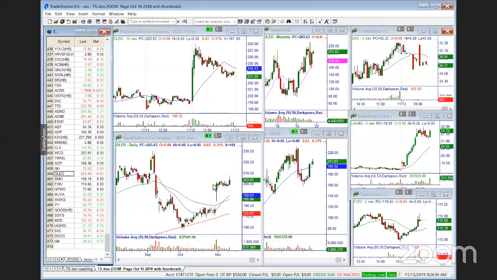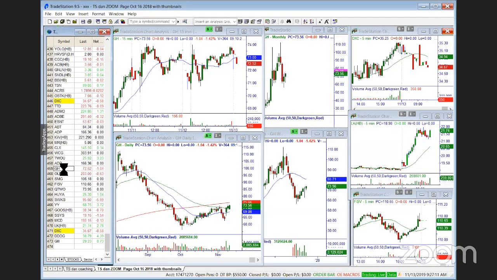OLED. We were watching that yesterday, closed with a topping tail. If it can hold this level and maybe give us a retest on a 15, then I like it. And Gulf Hotel over yesterday's high could be a swing trade.